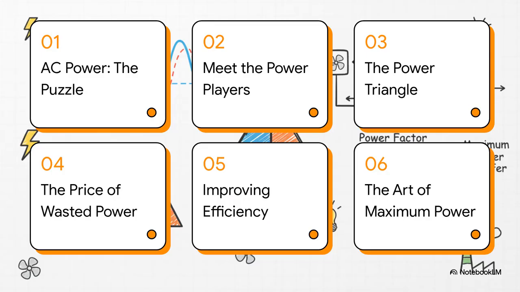Here's the game plan. We'll start with the puzzle itself, then we'll meet the key power players and see how they all fit together in something called the power triangle. After that, we'll look at the very real cost of wasted power, see how we can fix it, and finally touch on the ultimate goal for any electrical engineer, getting every last watt of power where it needs to go.